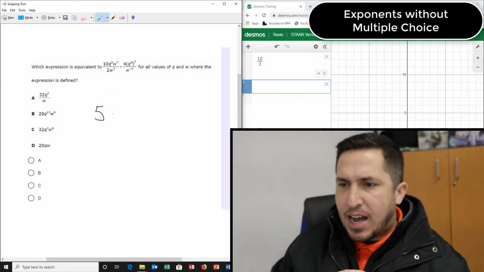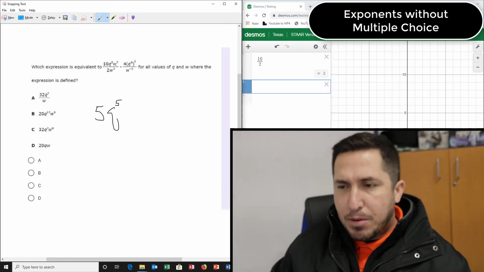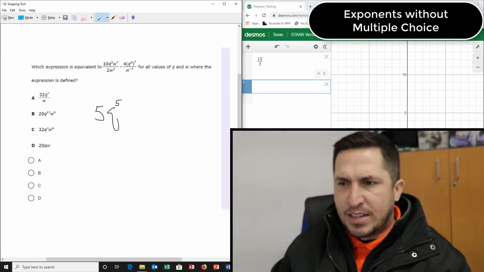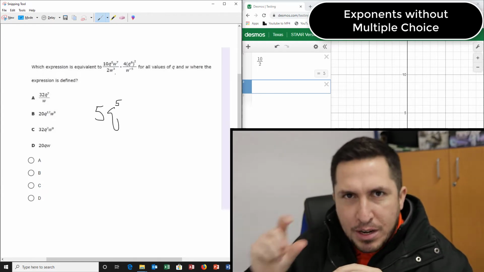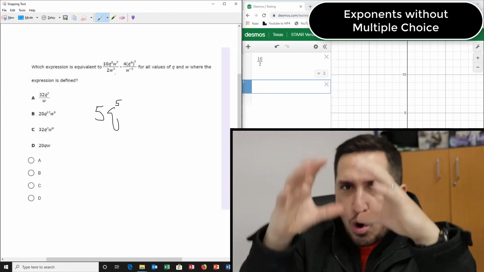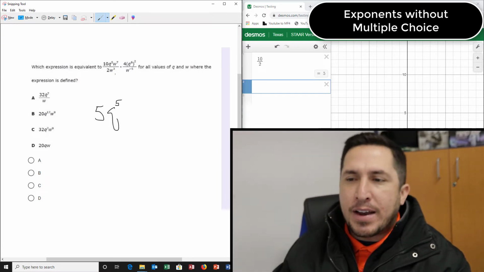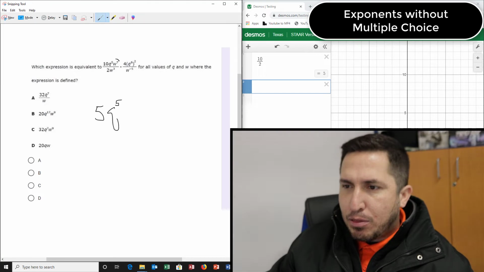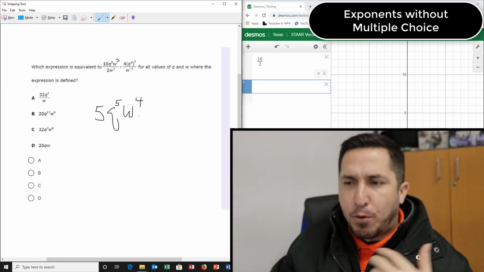Then I have Q on the top. He's fine. Then W with 7 on the top, and a W to the 3rd on the bottom. Whenever they're dividing like that, you got to subtract all the little numbers. Remember, you divide the big numbers. You do the normal stuff with the big numbers. Then you got to subtract the little numbers whenever you're dividing. So let's see, a 7 and a 3 gives me a 4. So I'm going to have W to the 4th right here.